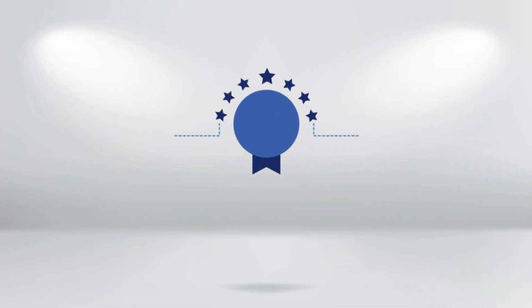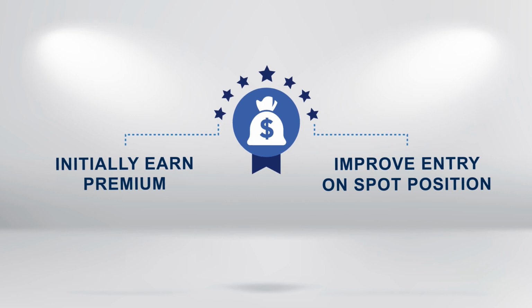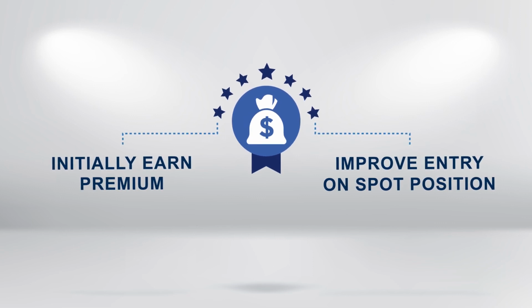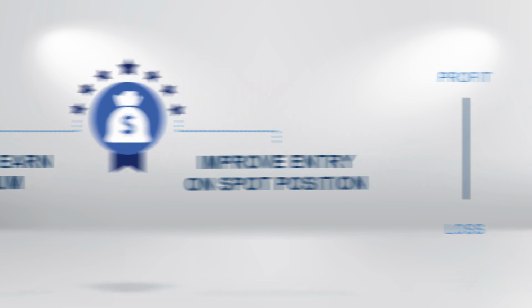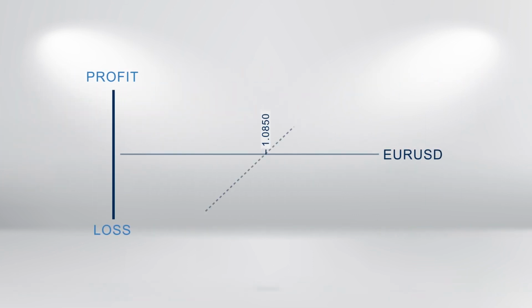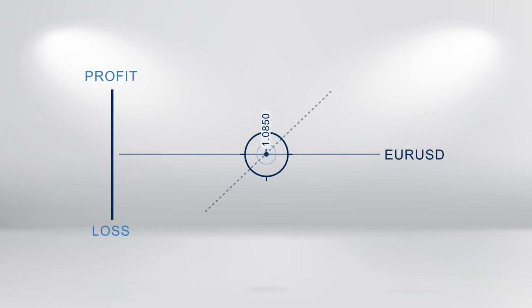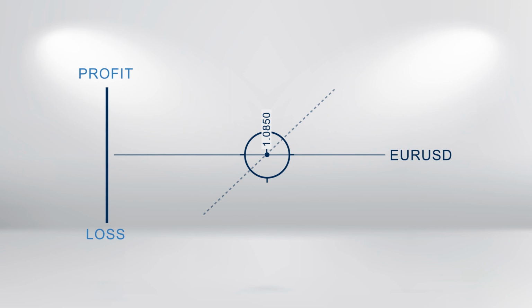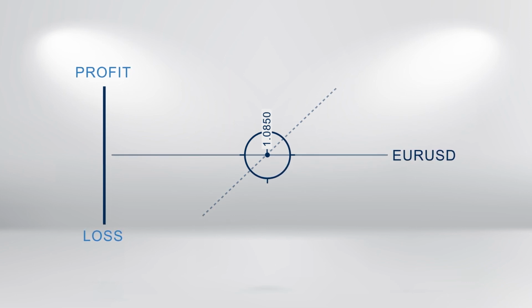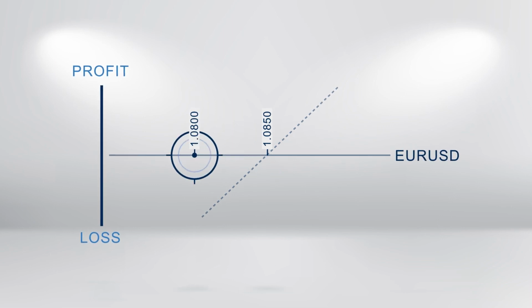By selling the option, you will initially earn a premium. This premium can be used in your strategy as a way to improve your entry on the spot position. If you are long euro-dollar spot from 1.0850 and you choose to sell a 1.1050 euro-dollar call option with the same notional amount as the spot position at a premium of 50 pips, then you can incorporate the 50 pips as part of your stop-loss strategy and place your order 50 pips further away.